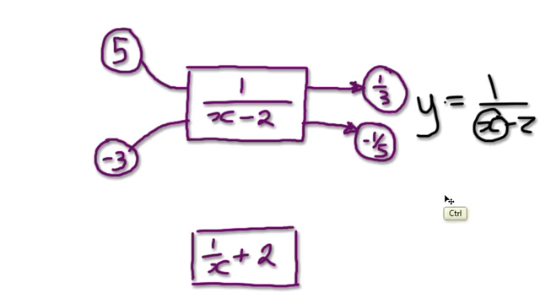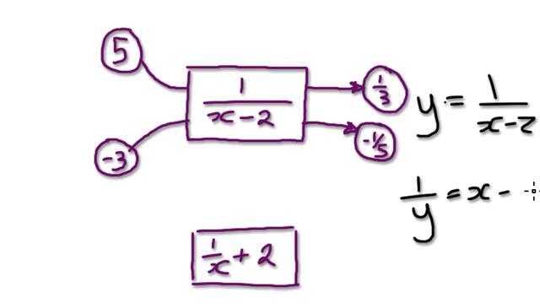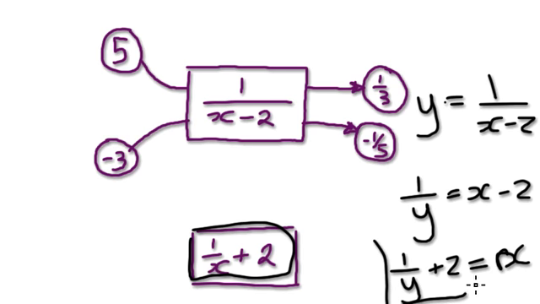So make x the subject. Take the reciprocal of both sides. That would be x minus 2, and then add 2 to both sides, so this will be plus 2. That's why the inverse function is this.